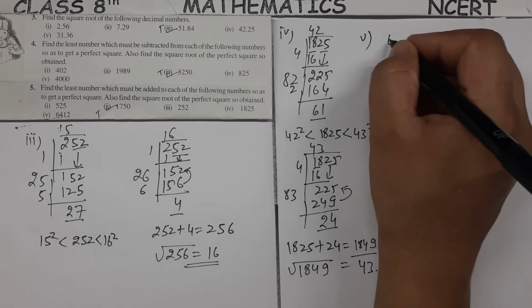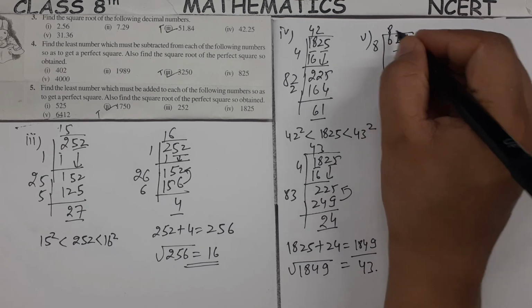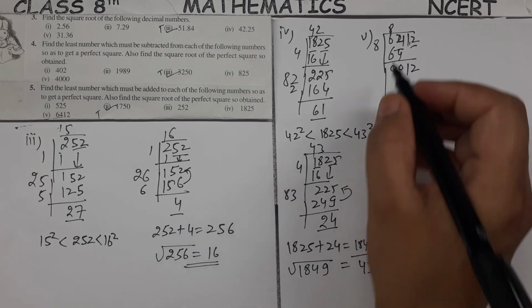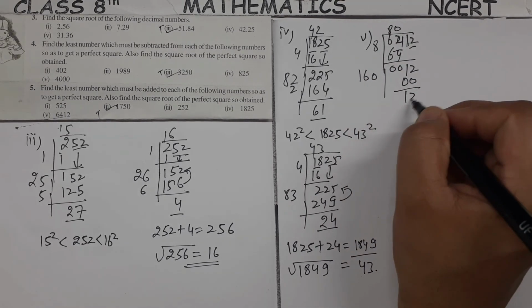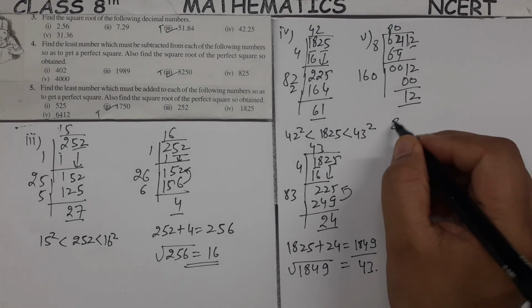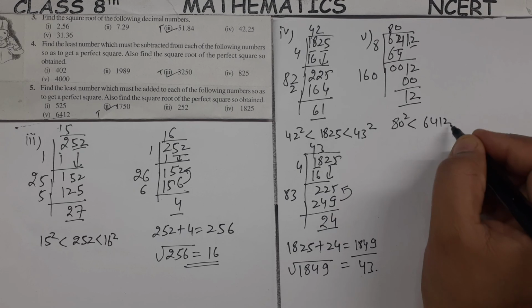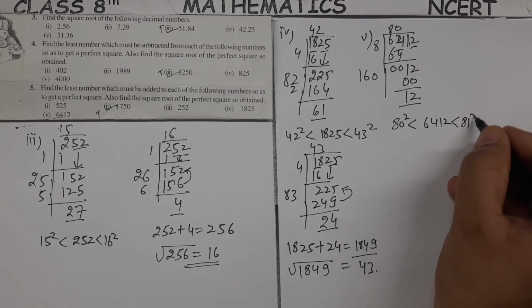Next and last part: 6412. 8 8s are 64. 12. Double of 8 is 16. 0. Remainder is 12. 80 square is less than 6412 and this number is less than 81 square.